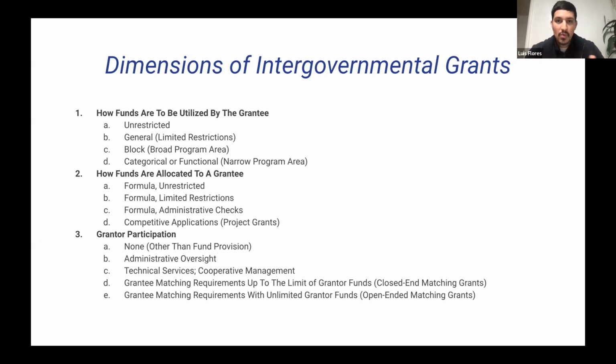So that's really one of those elements that outlines how these funds are going to be utilized, and then how these funds are allocated. Of course, it goes back to the administrative oversight. Some grants that are available are pretty tight knit, going back to the categorical or functional.